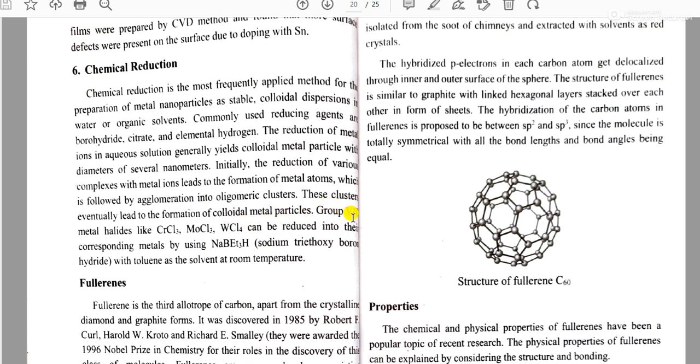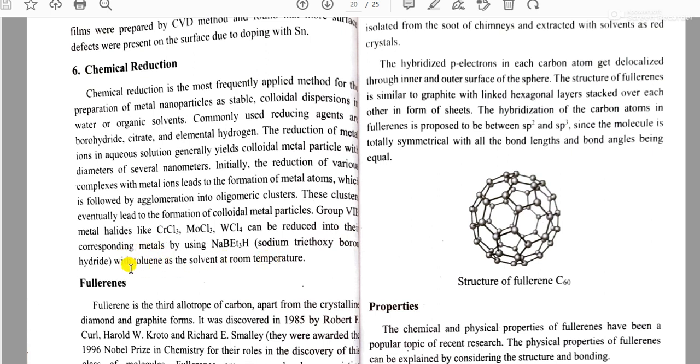So group 6B metal chlorides like chromium chloride, molybdenum chloride, tungsten chloride, all these can be reduced into their corresponding metals by using hydrides like sodium triethoxy borohydride. Okay, NaBEt3H. This is sodium triethylborohydride. So this is a reducing agent and it will supply hydrogen, elemental hydrogen, and this reaction is carried out with toluene as a solvent at room temperature. So we have to use a solvent which is toluene.